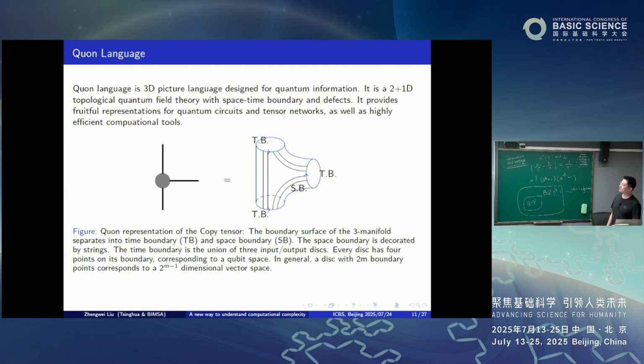And why do we call this a language? Because like a tensor network, when we draw this graph, it gives us a language to communicate and to compute. The Quon language is also a picture language to communicate and to compute. Also, when Witten first proposed TQFT in his original paper, he mentioned that TQFT should be considered a powerful computational tool. And here, indeed, we implement that for quantum computing.